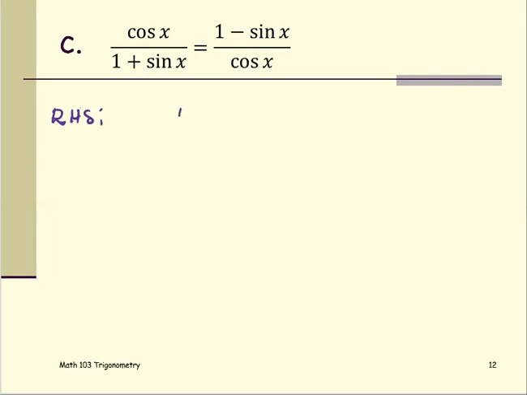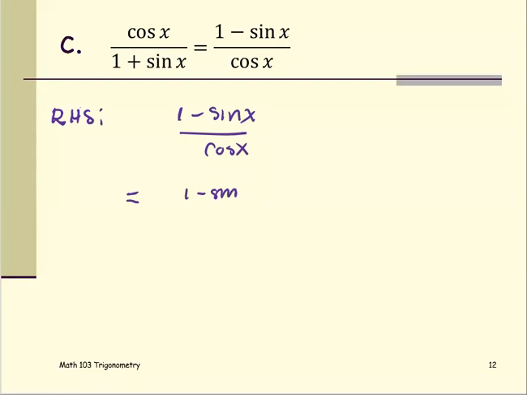The right-hand side expression is 1 minus sine x all divided by cosine x. And we're going to work top down. We're going to work toward the expression on the left-hand side, which has one single term on top, but two terms on the bottom. So this way, let's start by making the denominator have the term 1 plus sine x.